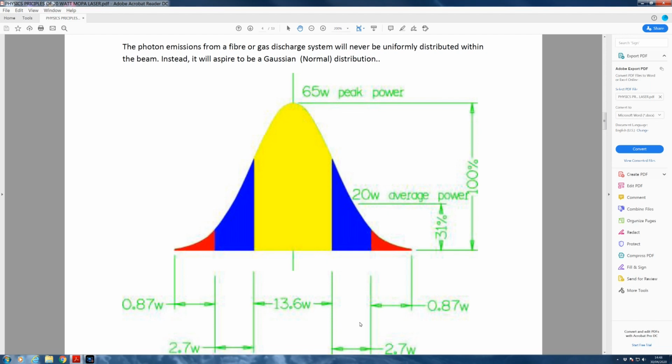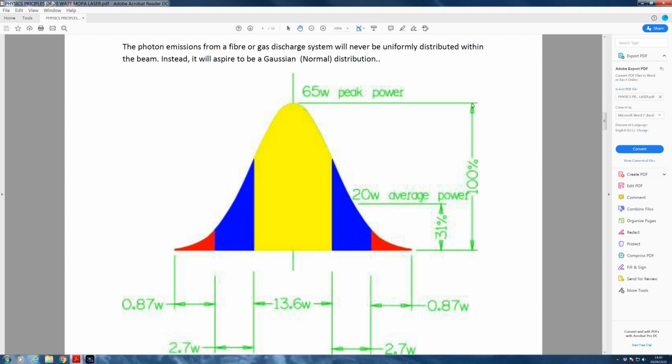There's no such thing as a section of the beam. These are just convenient breakpoints to show you approximately what's happening within the beam. The next section out, which is another millimeter on either side of the center, we've got only 2.7 watts. And right on the outside, we've got half of nothing. So really, the only moderately powerful part of the beam is the central 2 millimeters, even though it's a 7 millimeter diameter beam. And that's a very important point to remember.